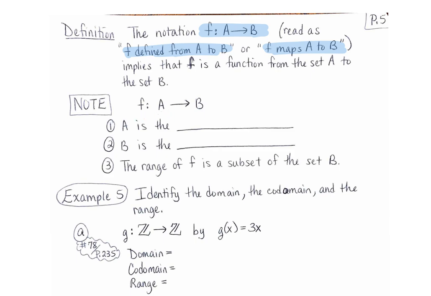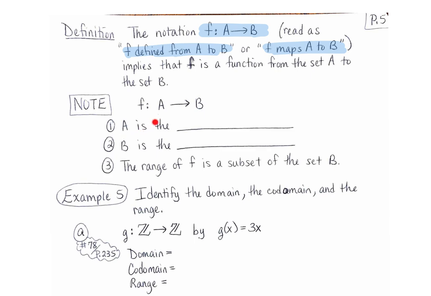So here, how do you read this? F maps A to B. No, not F implies A maps B. How do we read this? F maps A to B, or F is defined from A to B. You can use either one interchangeably.